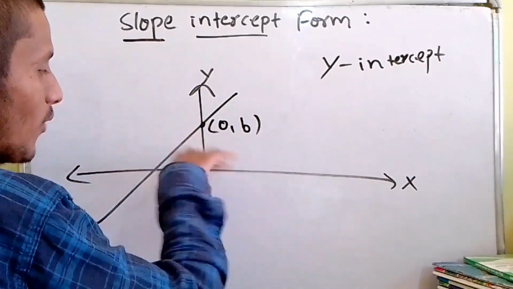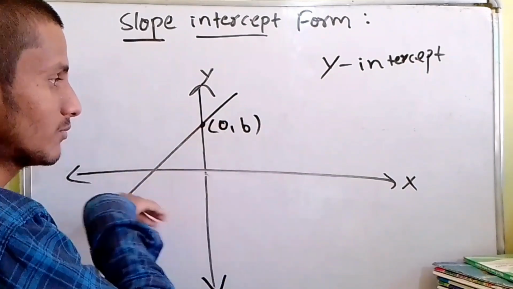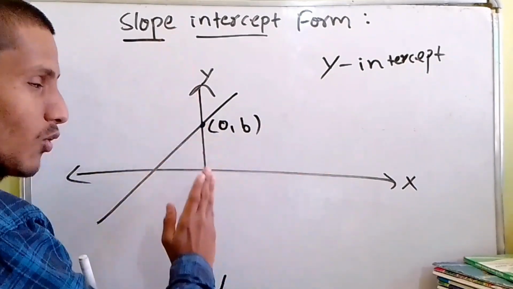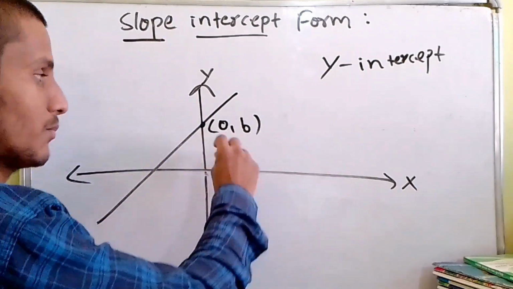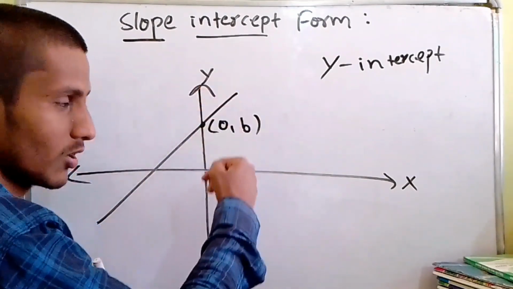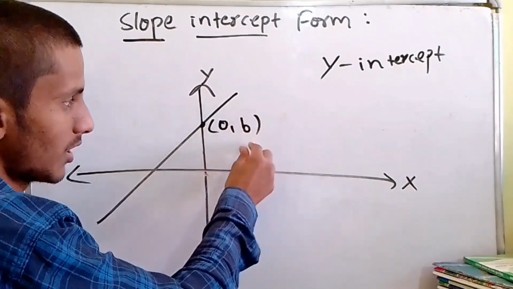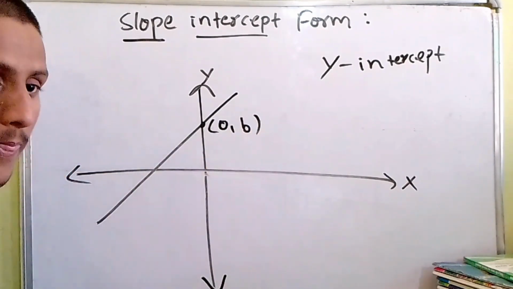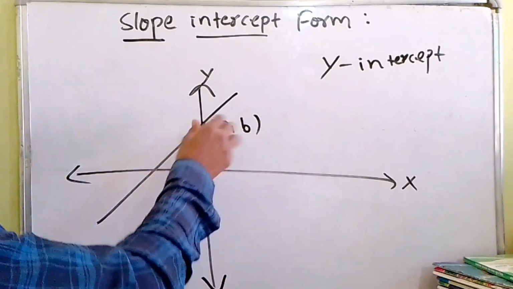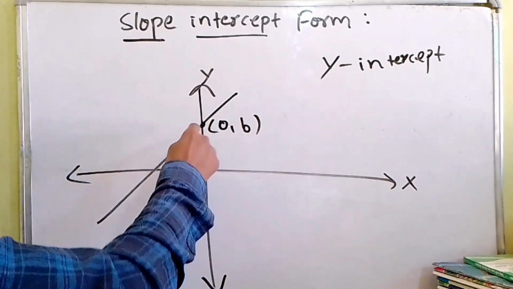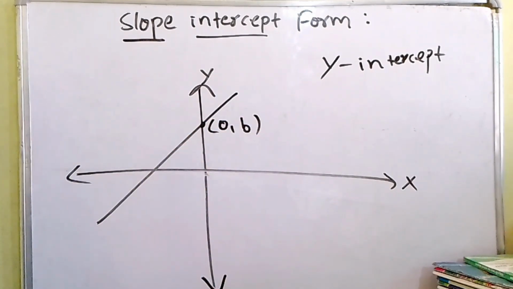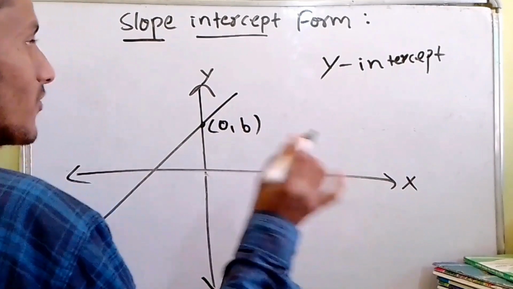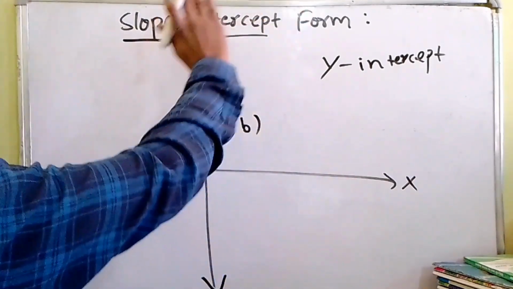What is it on the x-axis? It's 0, it moved nowhere. What is it on the y-axis? It's moved b units above the origin. So the y coordinate is b and the x coordinate is 0, so it's (0, b). You have the y-intercept here, which is b, and the coordinates of this point are (0, b). Perfect, so we know the intercept.